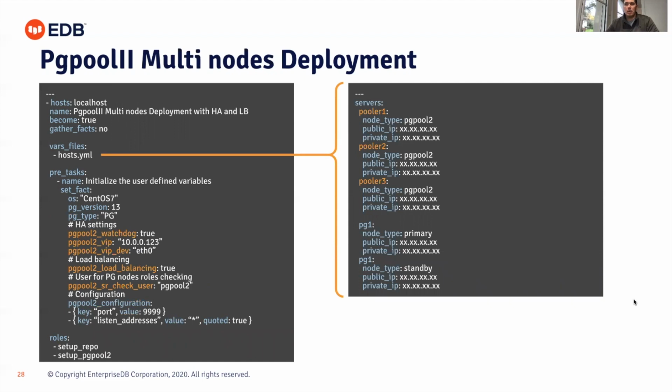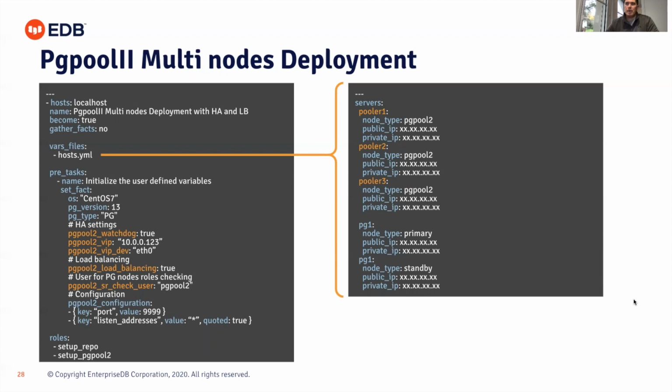Let's continue with a more complex deployment example. In this example, we want to deploy a multi-node Pgpool cluster composed of the machines pool1, pool2, and pool3. We want to enable the high availability capability for this Pgpool cluster. So we need to set the pgpool2 watchdog variable to true. We want to have a unique connection endpoint for our applications. So we can set up a virtual IP address for the Pgpool primary node.